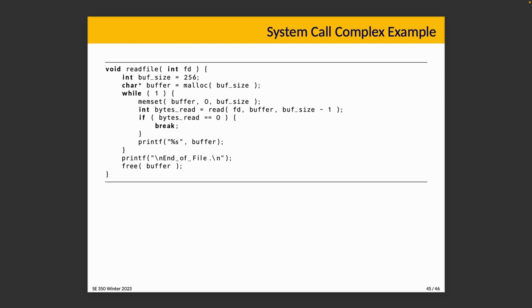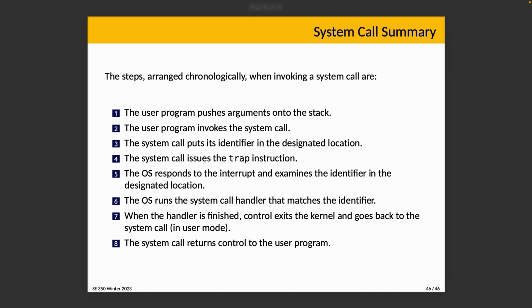So that's pretty straightforward. The magic happens in the call to read here, where we specify what we're reading, because we are pushing data onto the stack: the arguments, file descriptor, buffer, and the amount of data we'd like to read. And then we invoke the system call. The system call puts its identifier in a designated location. The trap instruction is fired.